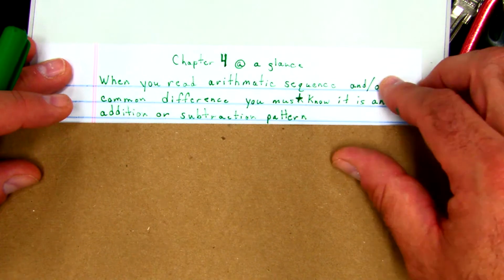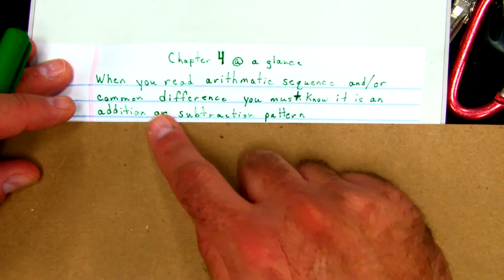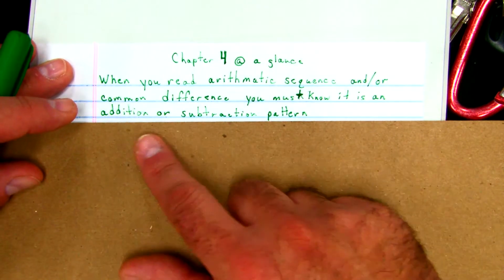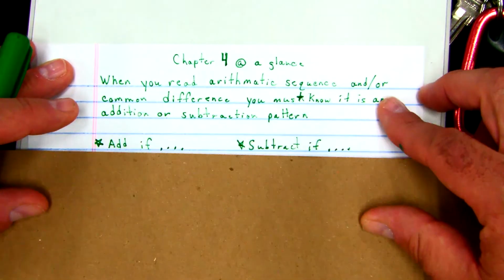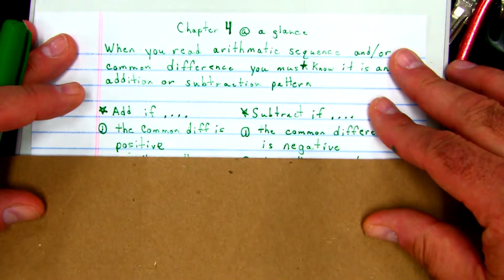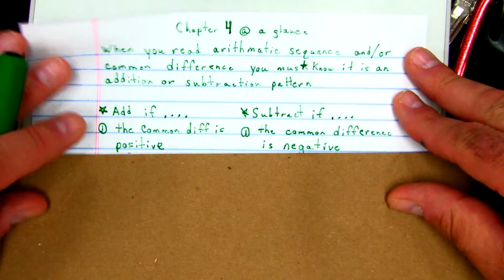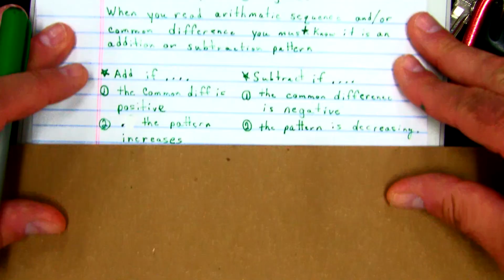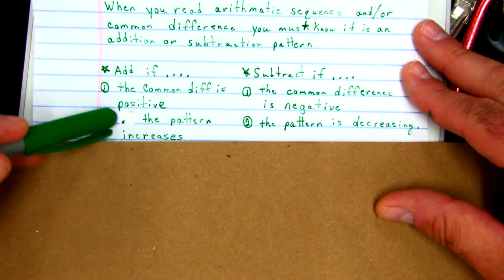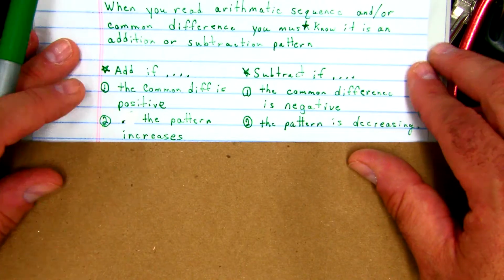So understanding that the words arithmetic sequence and or common difference are an addition and subtraction pattern. We add if the common difference is positive. We subtract if the common difference is negative. The pattern increases if it's positive. The pattern decreases if it's negative.